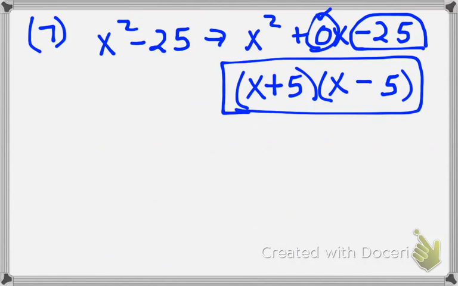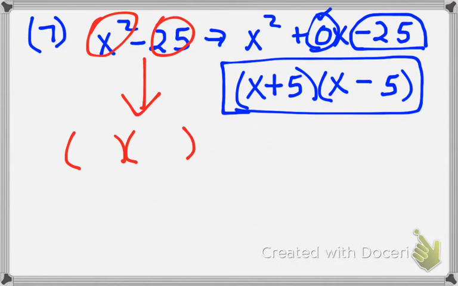Now if you're looking at this in terms of a shortcut, once you see that it's something squared minus something else squared, so x squared minus 25, we know it's going to be two groups. X squared would be x times x. 25 would be 5 times 5, because 5 is the square root of 25. And then you make one of them plus and one of them minus, and that's the shortcut, which is not that big of a deal. We didn't do that much different.